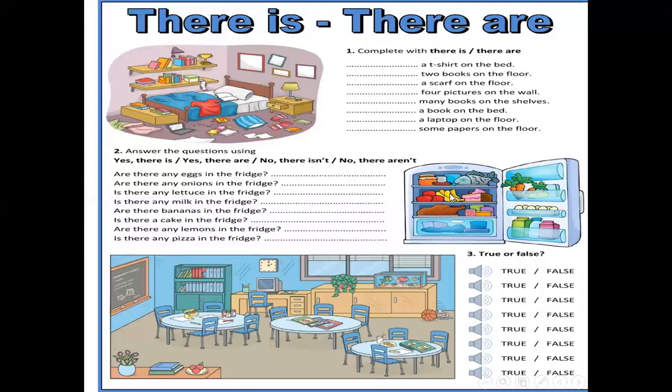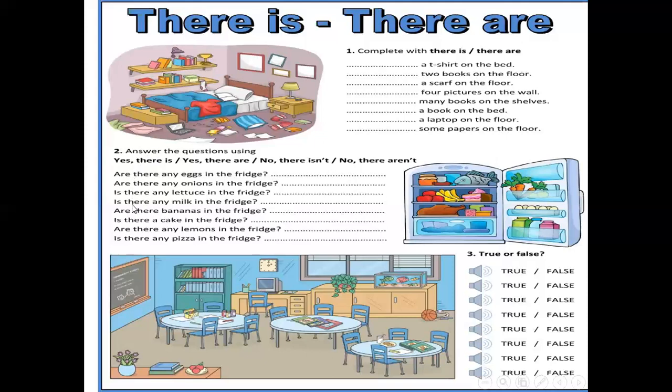Yes. So I'll answer with yes or no. I'll answer with yes because there are bananas here. So I say, yes, there are. Now, is there a cake in the fridge? Do you see a cake? Yes, I can see it. There is a cake here, so I say yes, there is.